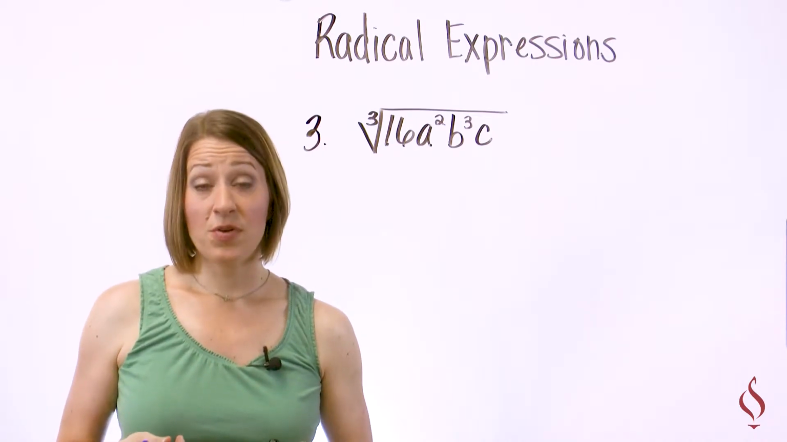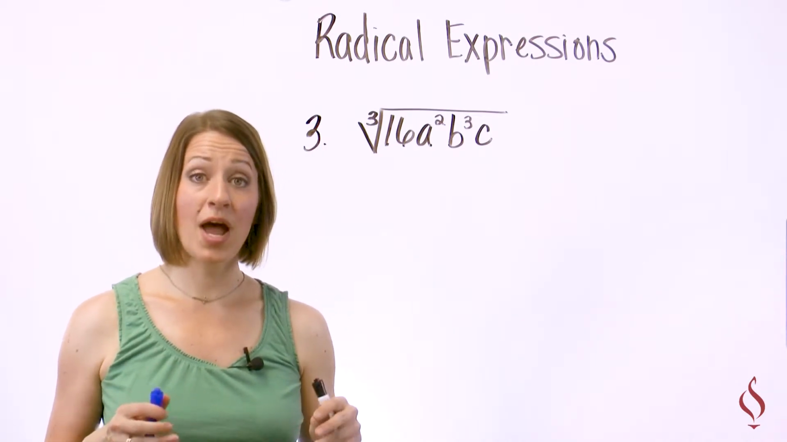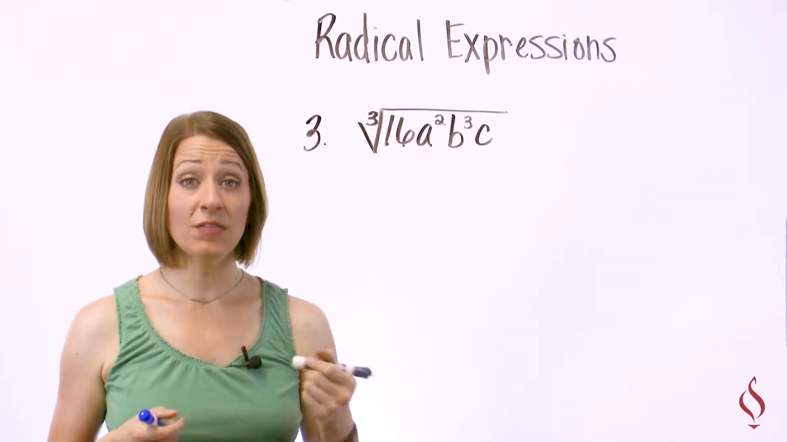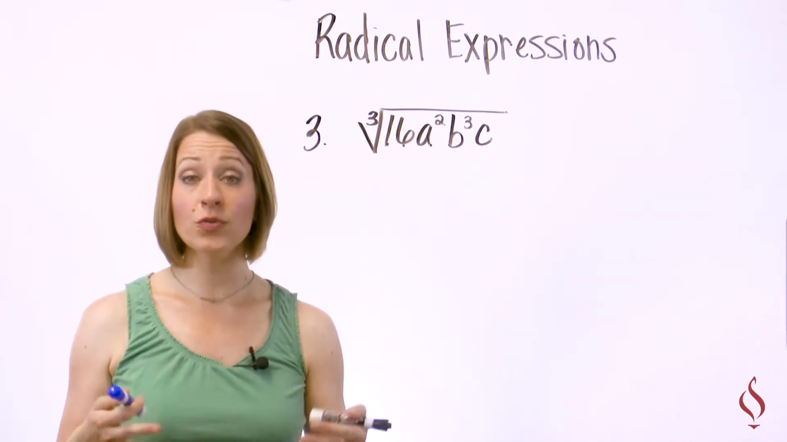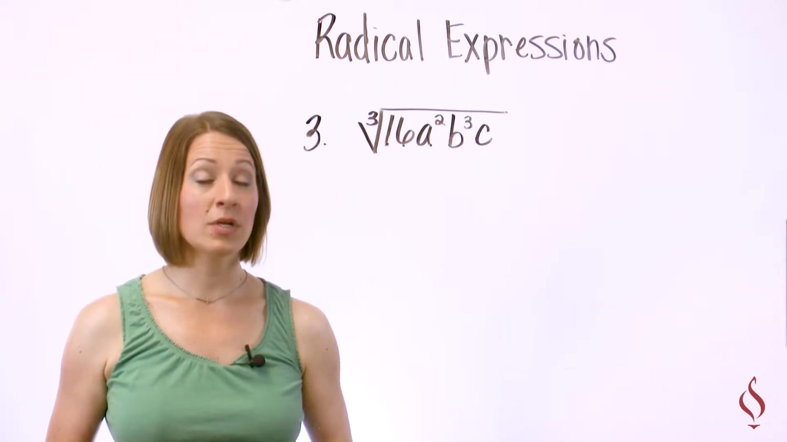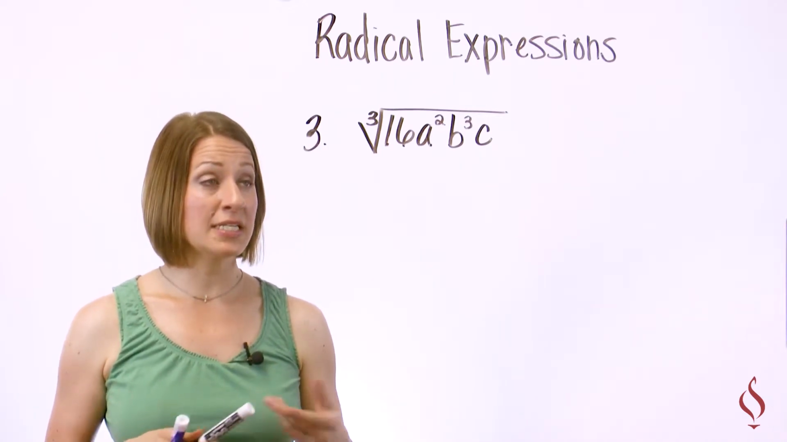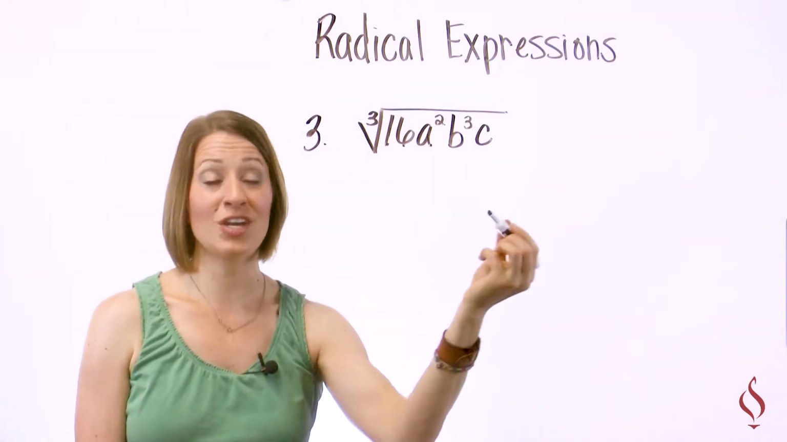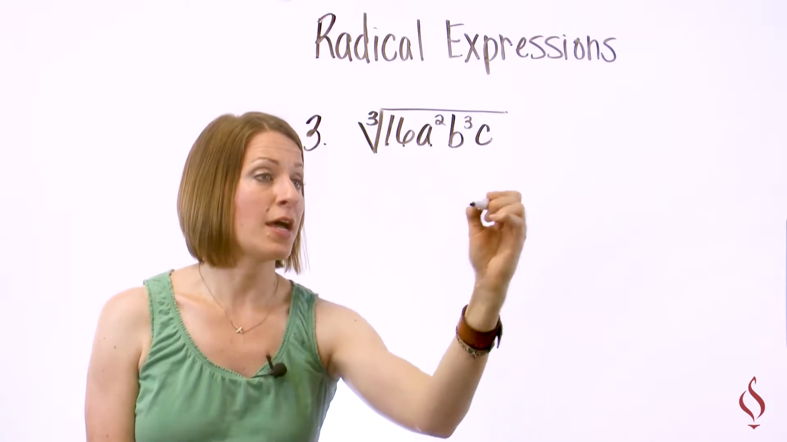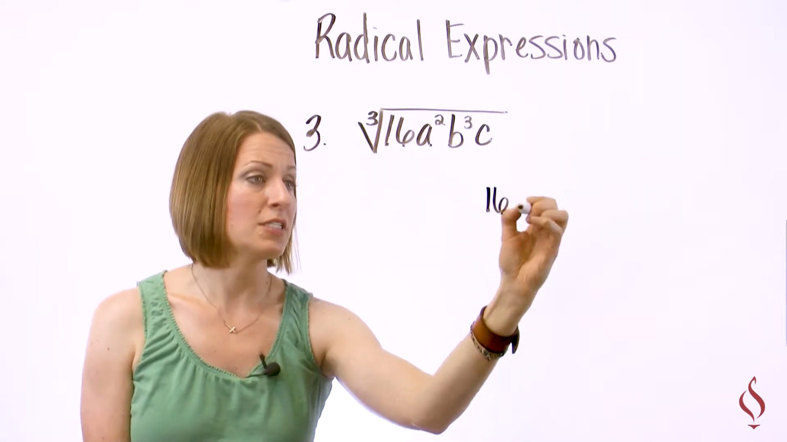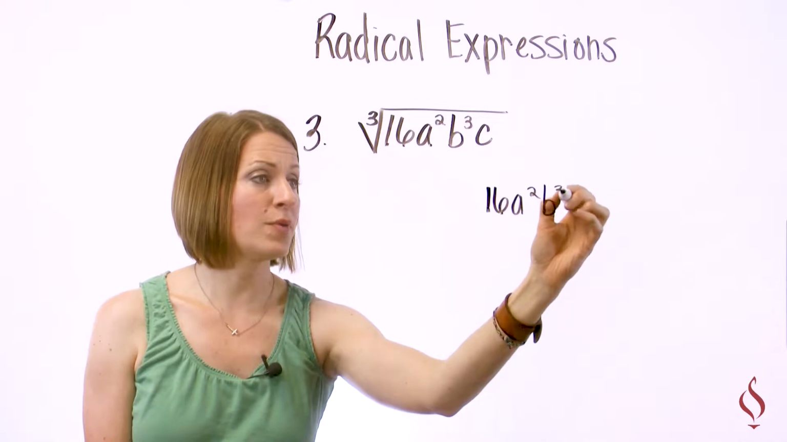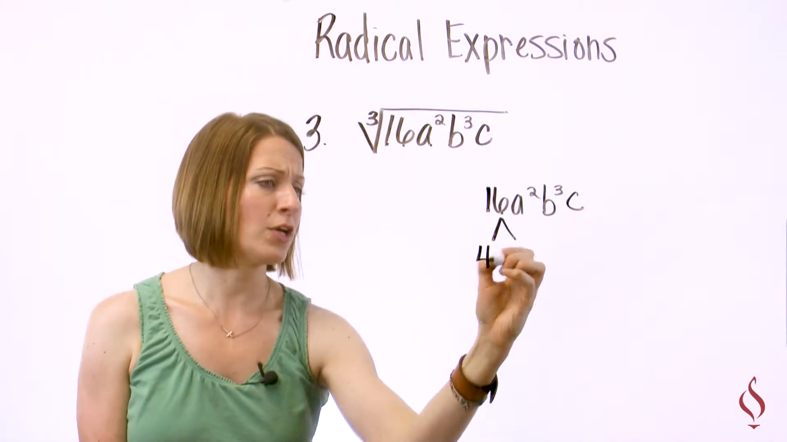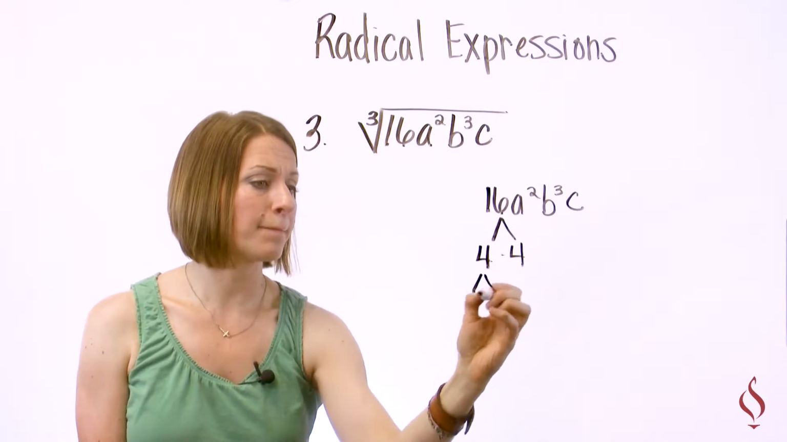In this next example, I'm going to show you how we can work through simplifying a radical. We can use the same steps even if it's a cube root or a fourth root or a fifth root. So start off in the same way. Draw a factor tree of this expression underneath the cube root: 16a squared b cubed c. When you break apart 16, we can do 4 times 4.